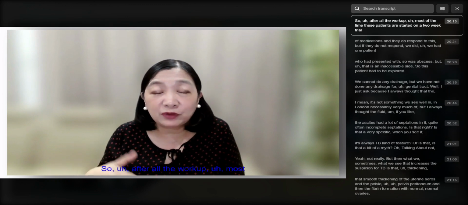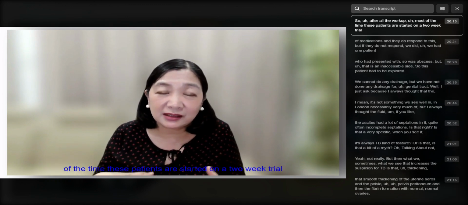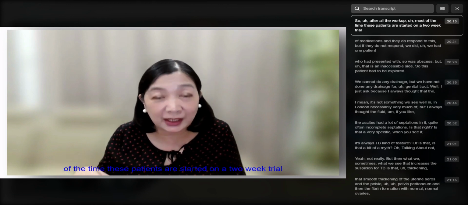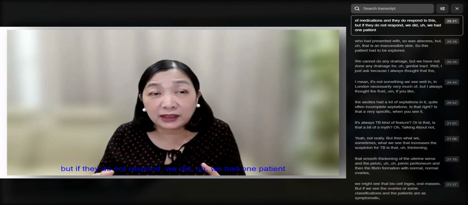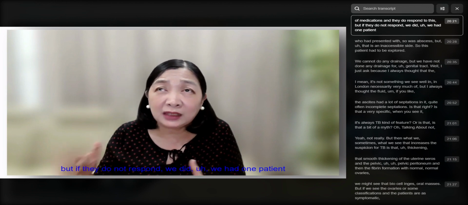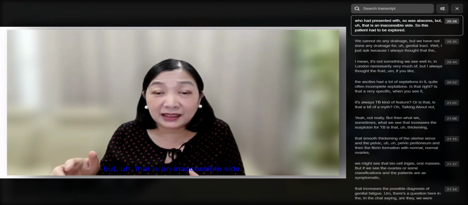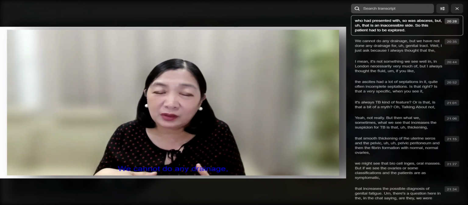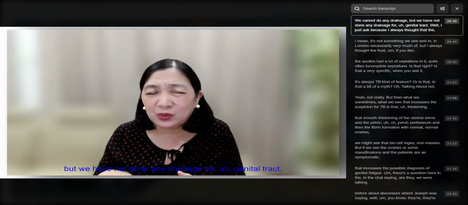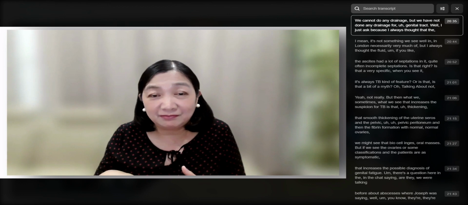So after all the workup, most of the time these patients are started on a 2-week trial of medications, and they do respond to this. If they do not respond, as with one patient who presented with a psoas abscess, that is an inaccessible site, so this patient had to be explored. We cannot do any drainage, but we have not done any drainage for genital tract TB.